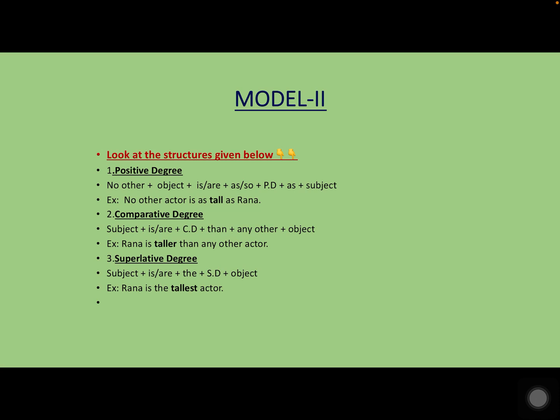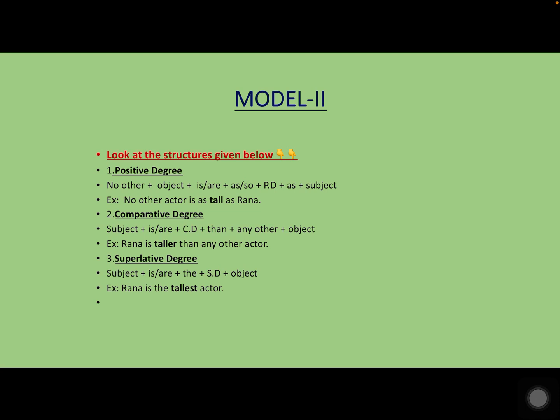Now let us look into the next type of how to transform the sentences. In this model 2, the type 2, suppose it is in positive degree, we can change it into the comparative form and the superlative form. So what is this? In positive degree, suppose it starts with no other. No other plus object plus verb is or are plus as or so plus positive degree plus as plus subject.